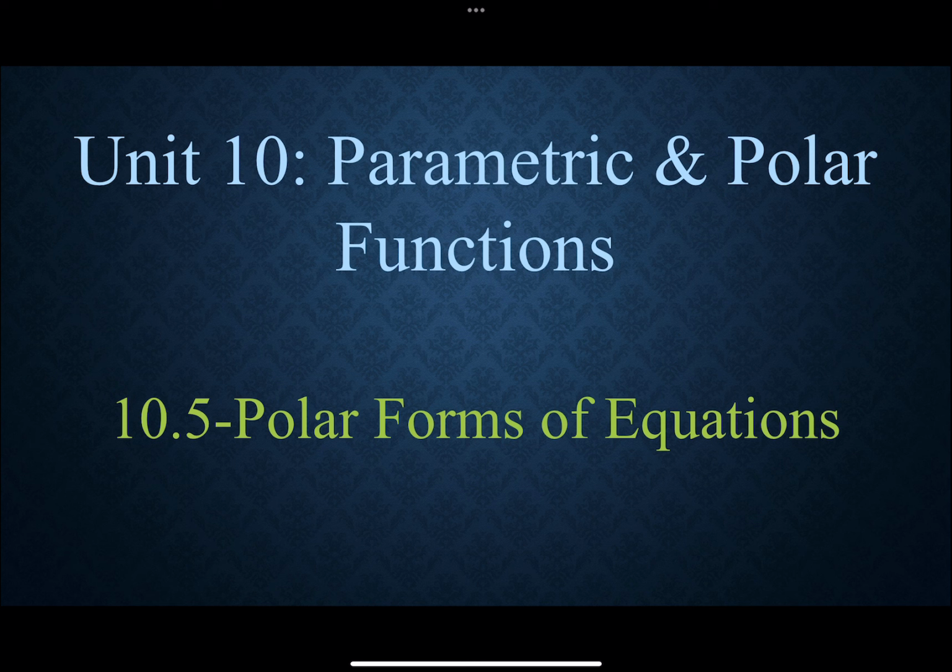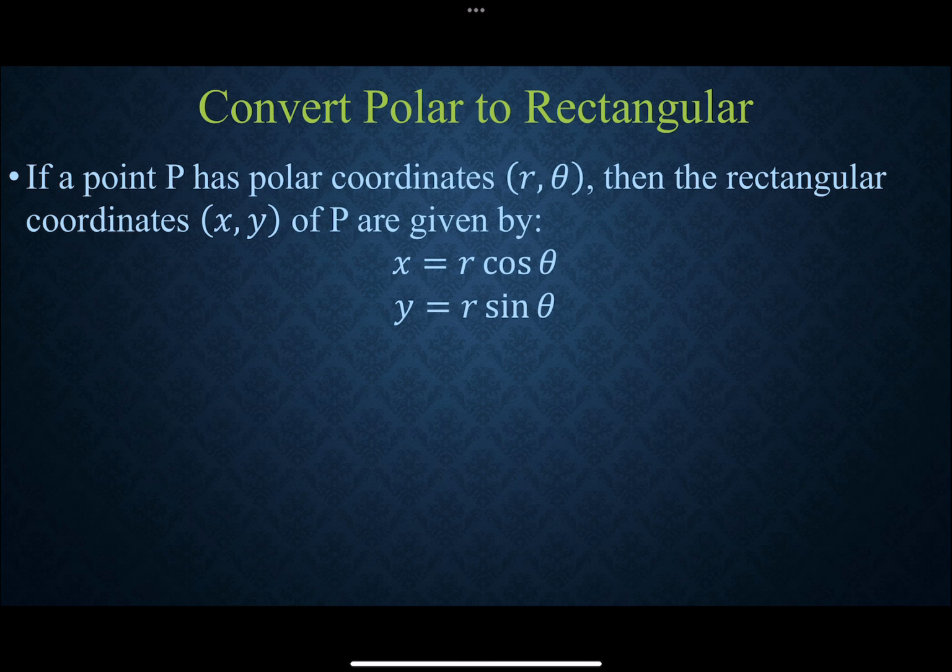All right, welcome back. So continuing our work with polar functions, we're going to take a look at polar forms of equations, the idea of converting between polar and rectangular. So we know from our graphing and plotting polar coordinate points, our coordinate point is r comma theta, radius and angle, and then obviously a rectangular coordinate point is x and y, something you've been working with most of your academic career. So the way we can convert between the polar to the rectangular is recognizing that r cosine theta is equal to the x value, whereas r sine theta is equal to the y value.